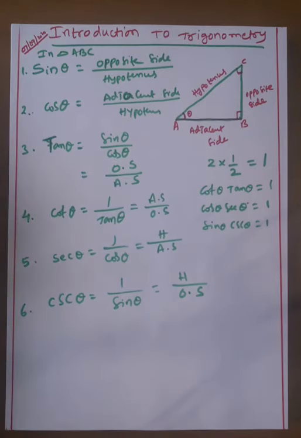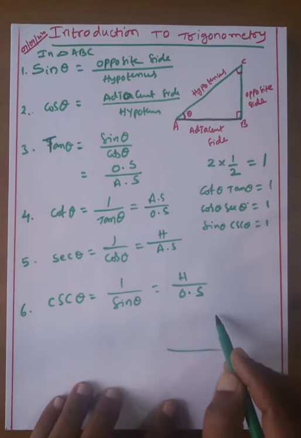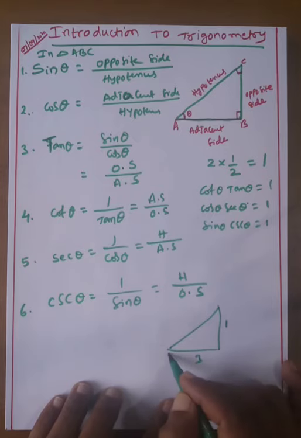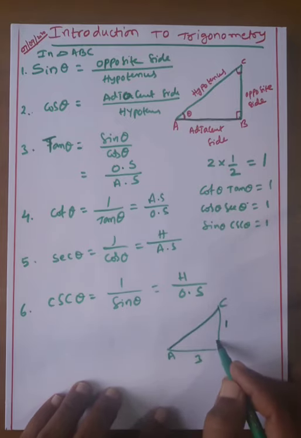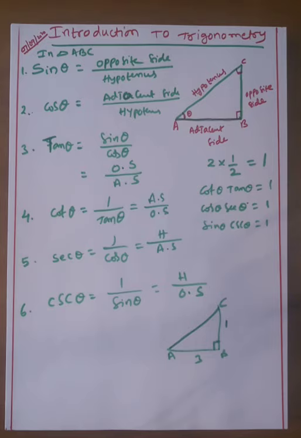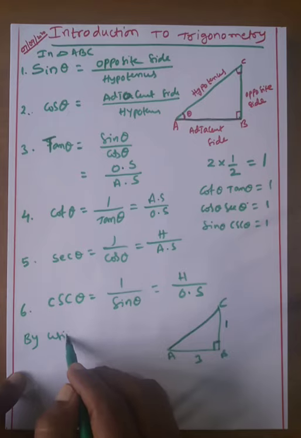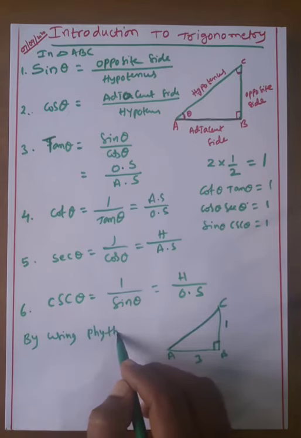Now suppose in a right angle triangle, two sides are given to you. How to find the third side? Suppose this is a right angle triangle, observe that. Suppose this side 1 is given, this side 3 is given, and the triangle is ABC. Now find the hypotenuse. This is 90 degrees. How to find this one? By using the Pythagoras theorem.